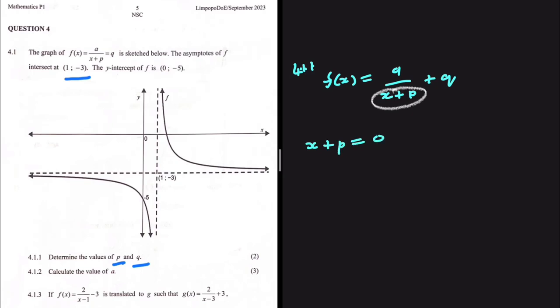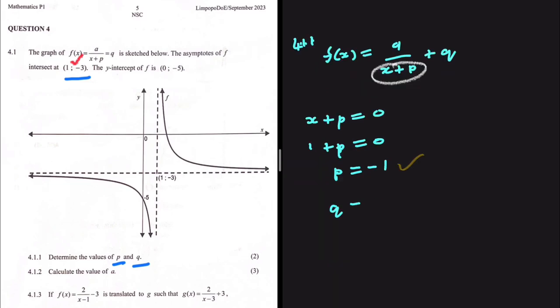Determine the values of p and q if the asymptotes intersect at x = 1 and y = -3. So we are given the equation of f(x). It is said to be equal to a divided by x plus p, plus q. In order to find the value of p, we let x plus p be equal to 0. But we already have the value of x. It is equal to 1 at the vertical asymptote. So 1 plus p is equal to 0. It is now easy to see that p is equal to -1.